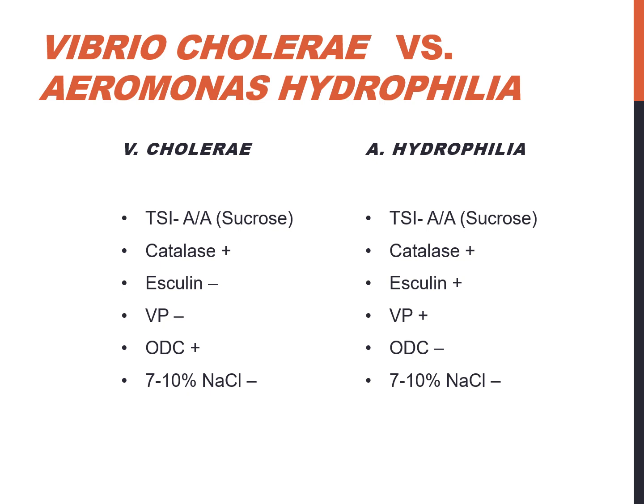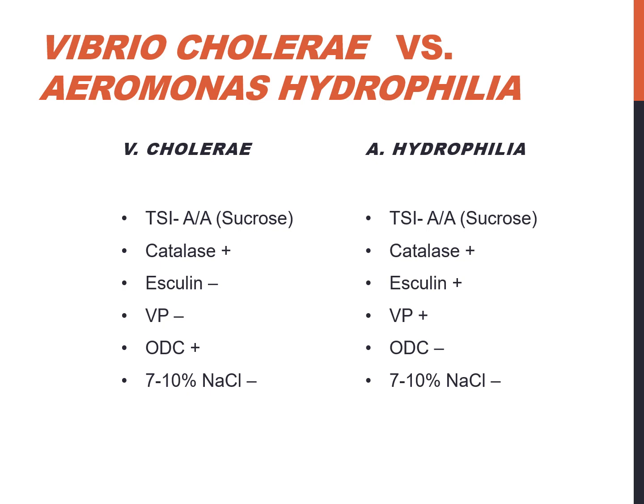Here we can compare Vibrio cholera to Aeromonas hydrophilia, and you can see that the TSIs are both the same at acid over acid. The catalase is the same. Vibrio cholera is esculin and VP negative, while Aeromonas is esculin and VP positive. Vibrio cholera is ODC or ornithine decarboxylase positive, and Aeromonas is ornithine decarboxylase negative.